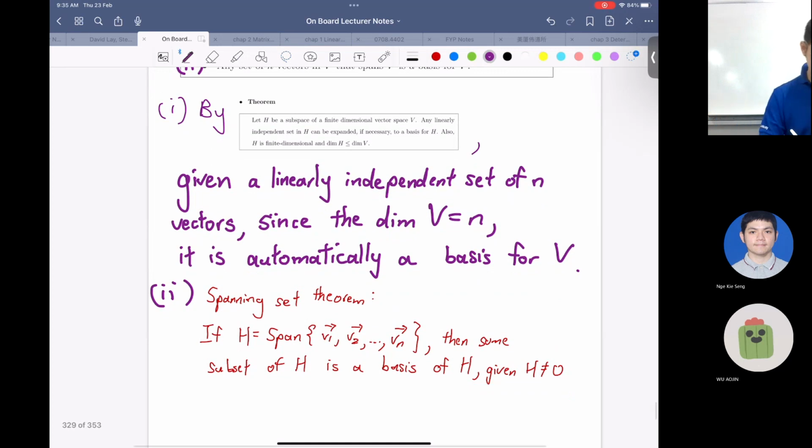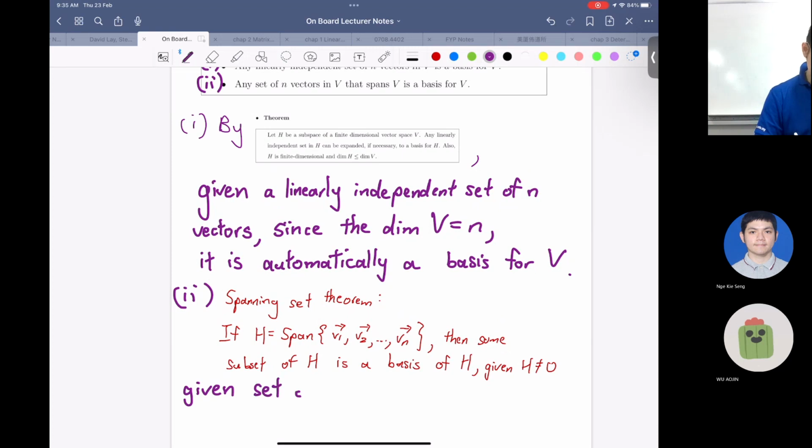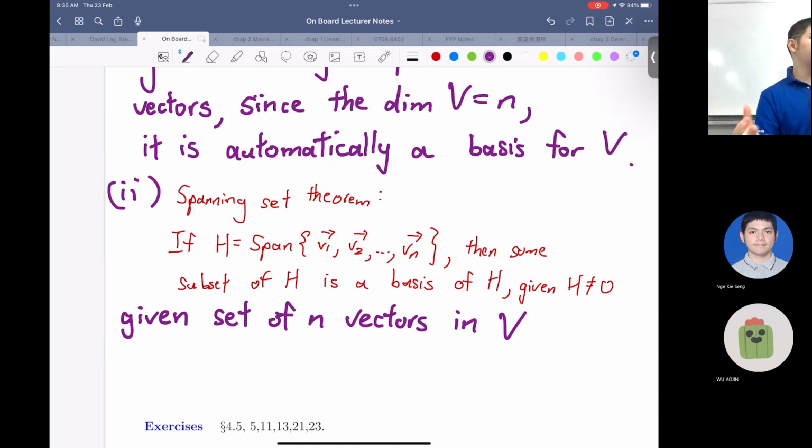So let's start with what we have. Given a set of n vectors in V that spans V, the spanning set theorem says that a subset of it is a basis of V. But you know that the dimension of V is n, so it couldn't be less than n. So it is again automatically a basis.